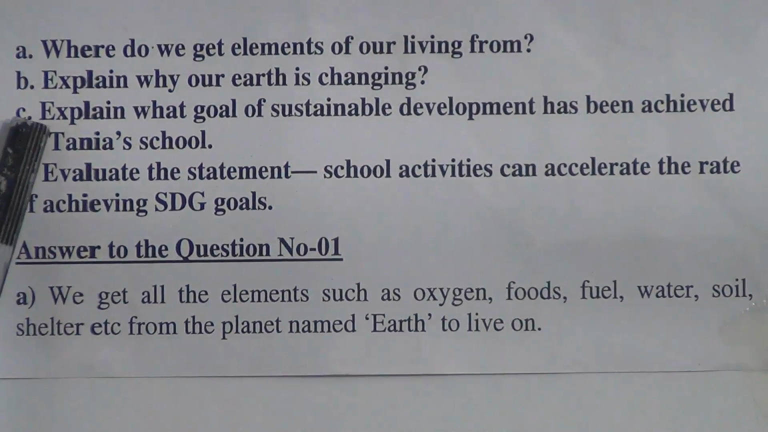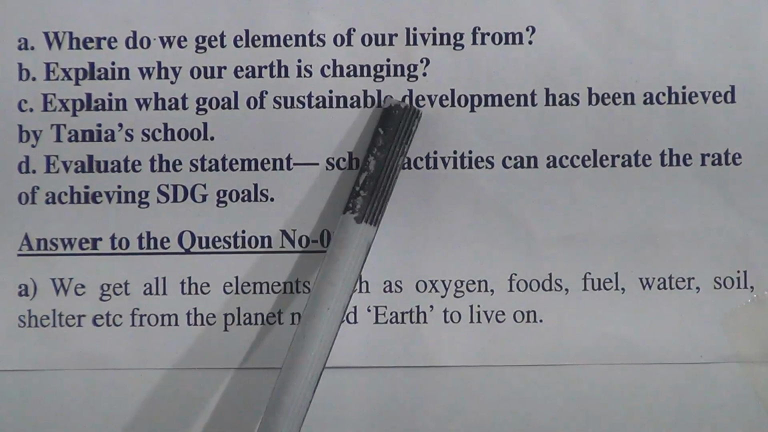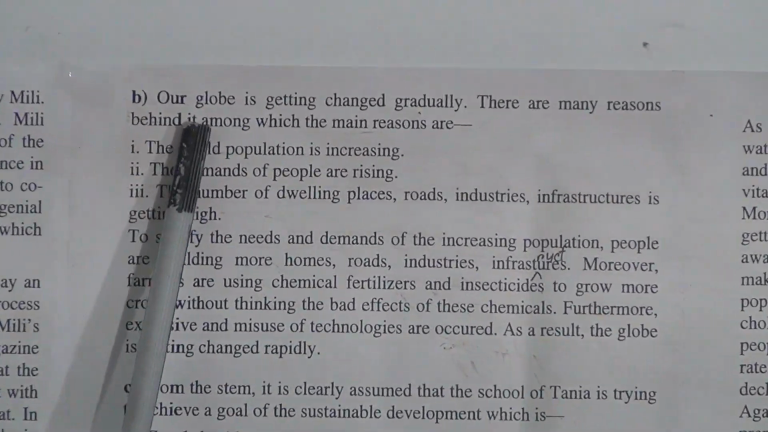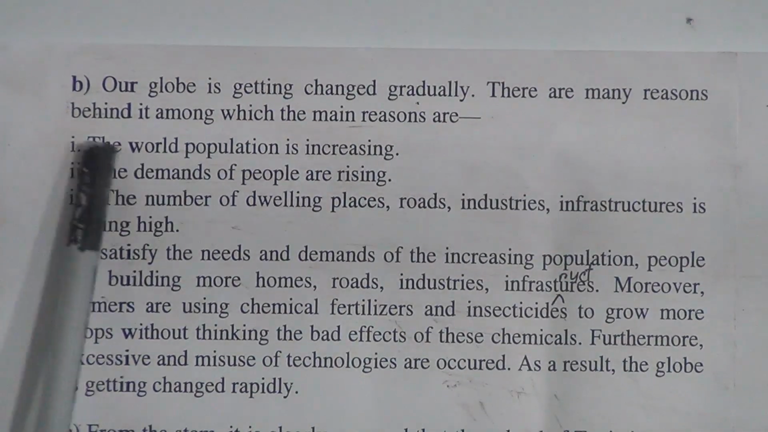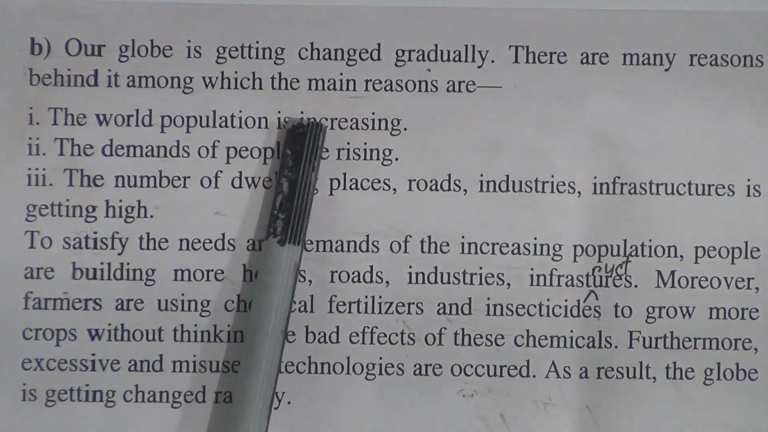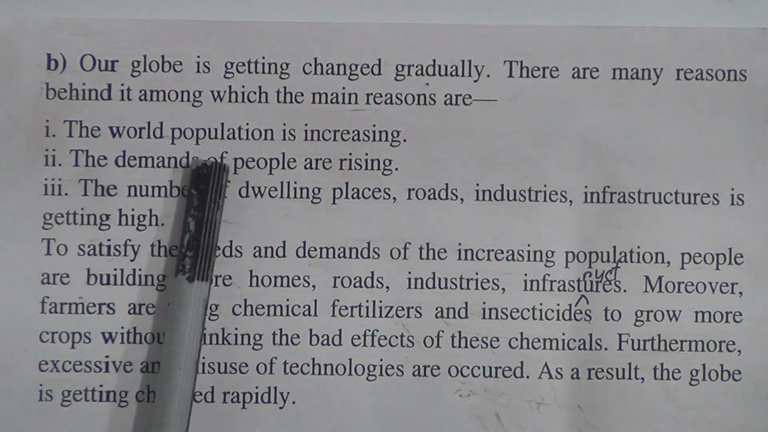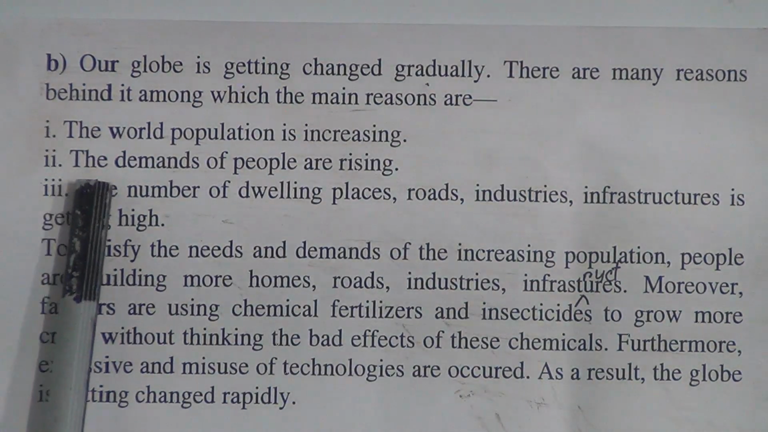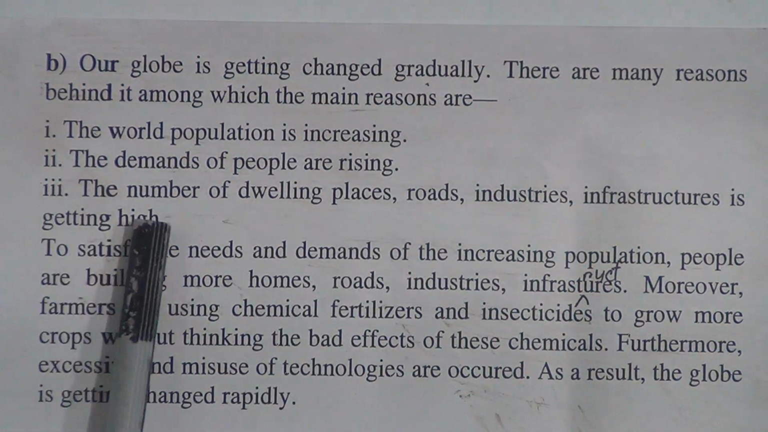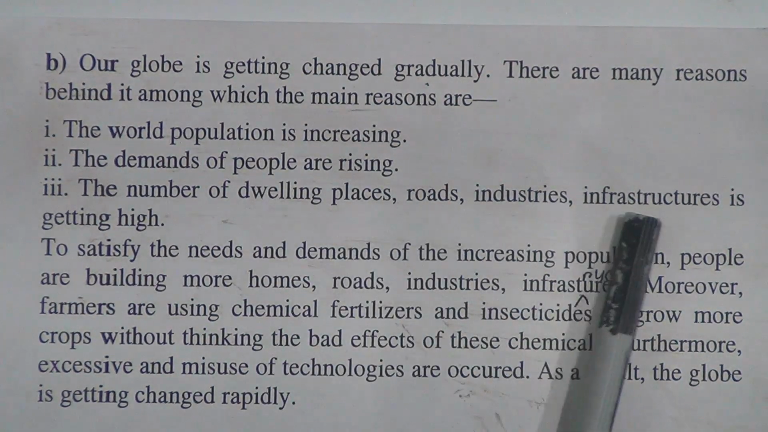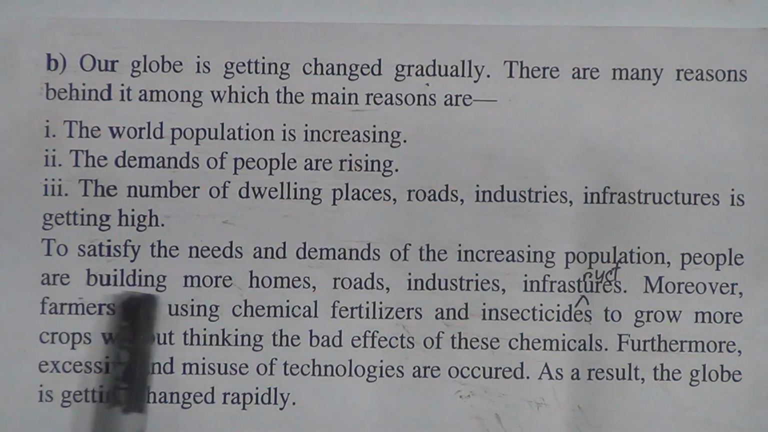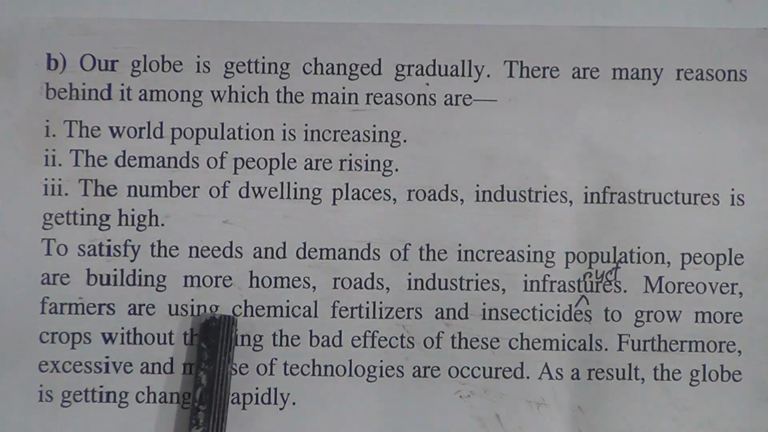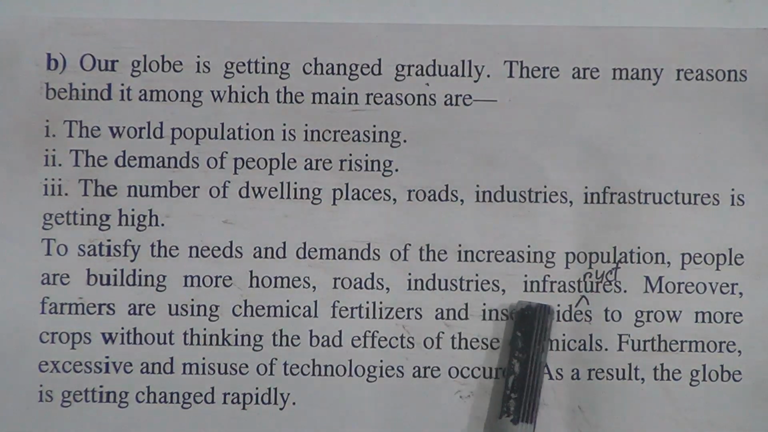So number B question is, explain why our earth is changing. Our answer is, our globe is getting changed gradually. There are many reasons behind it, among which the main reasons are, number 1, the world population is increasing. Number 2, the demands of people are rising. Number 3, the number of dwelling places, roads, industries, infrastructure is getting higher. To satisfy the needs and demands of the increasing population, people are building more homes, roads, industries, infrastructures.